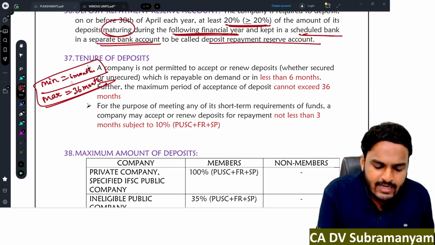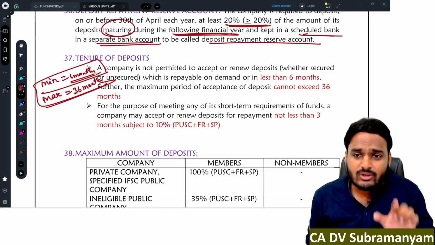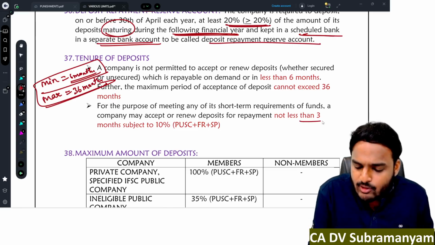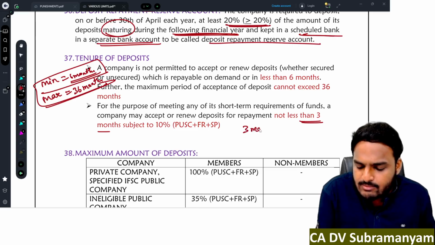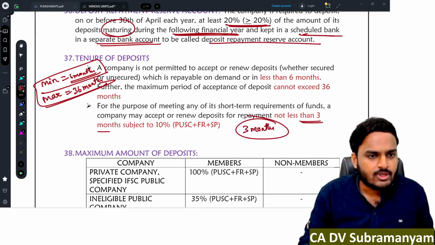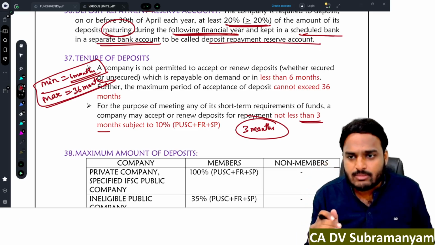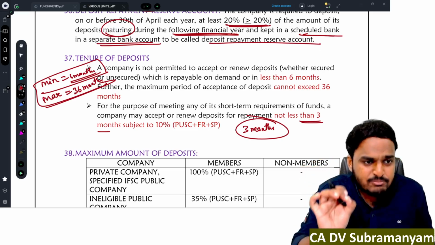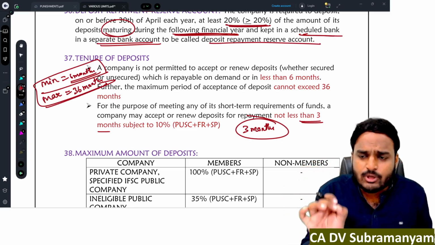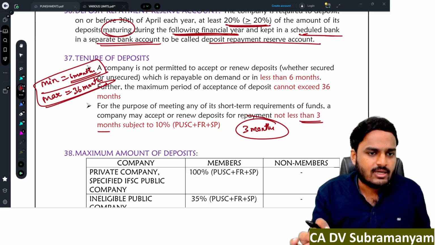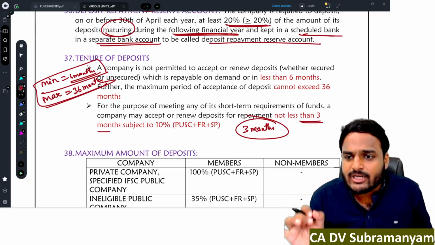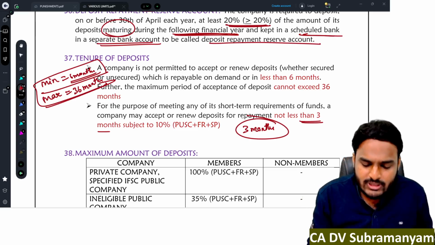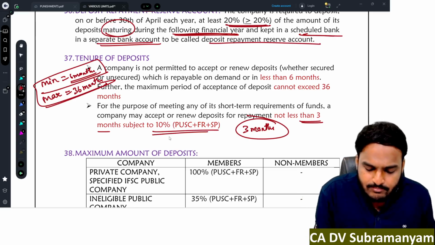Sir, can I reduce this 6 months? Yes. You can accept deposits for a period not less than 3 months. So minimum 3 months. You can't reduce below 3 months. Actually, the general rule is 6 months. In exceptional cases, you can accept deposits for a tenure of 3 months. And if you are accepting deposits for 3 months, that amount is maximum.